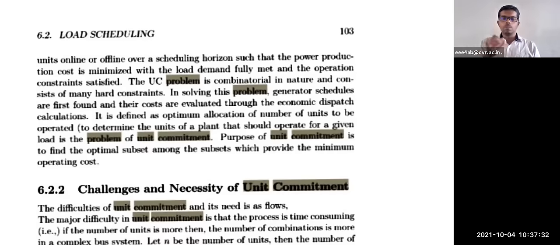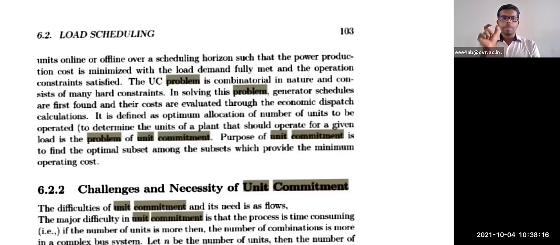So the definition of unit commitment goes like this: committing the generating units online or offline over a scheduling period of time such that the power production cost is minimized, same as economic load dispatch. But here you are committing, there you are dispatching, that's all. With the minimum cost, with the load demand fully met and the operation constraints satisfied. Whatever constraints are in the operation, those should also be satisfied. So once again, I'm repeating the definition.